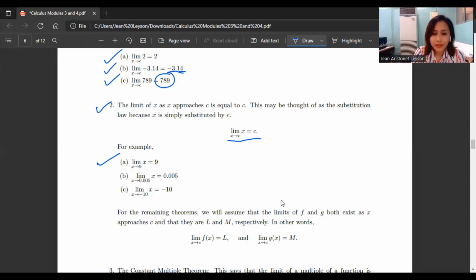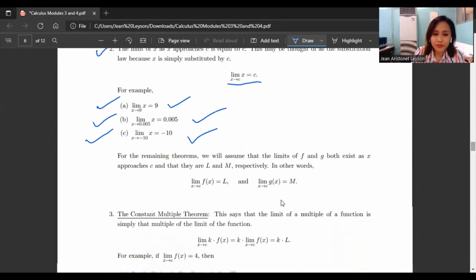Letter A, the limit of x as x approaches 9 is simply 9. Again, just mere substitution. Letter B, the limit of x as x approaches 0.005 is 0.005. Letter C, the limit of x as x approaches -10 is, of course, -10. I think that's clear. That's very easy.